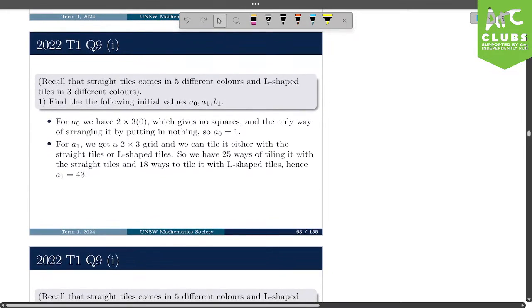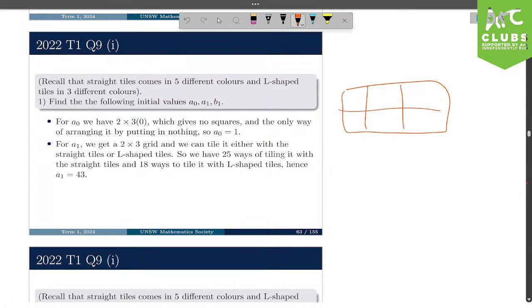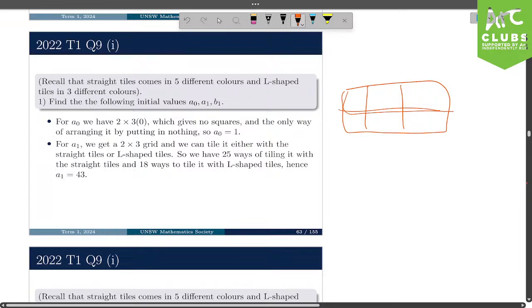For A1, we got some guy looking like this, right? There's 2 types of ways we can tile. First, we can either put a straight tile, in which case we're forced to put another straight tile underneath. We can't put an L because it covers 2 rows. And if we put 2 straight tiles, there are 5 colors here, and there are 5 colors here. So multiplying them together gives us 25 ways of tiling with straight tiles.